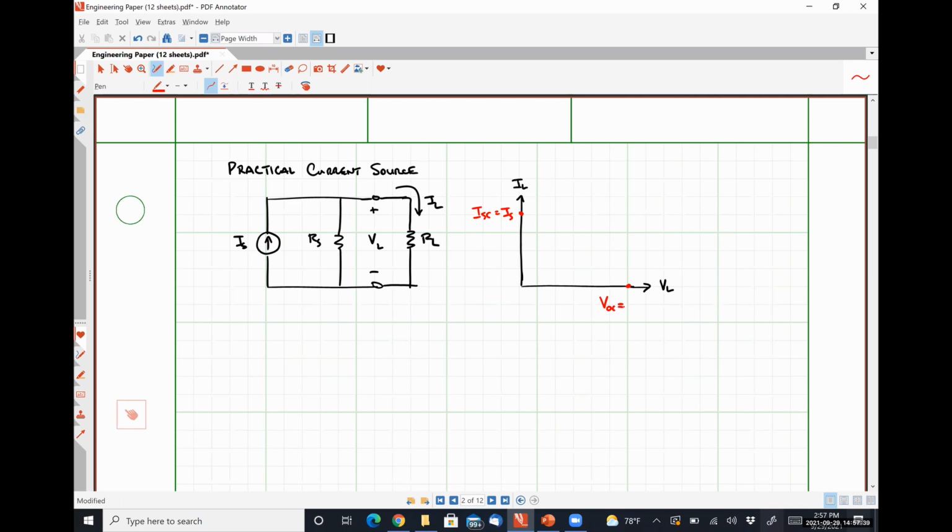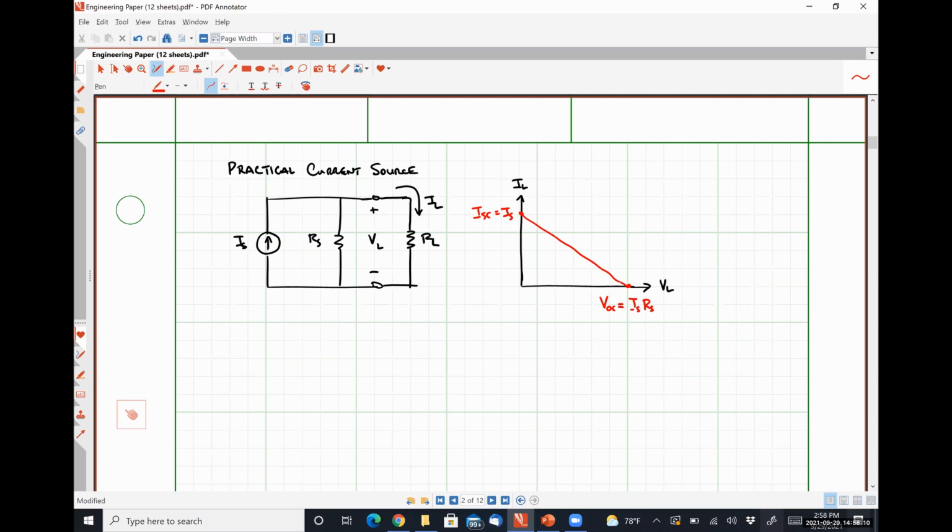Open circuit is IS times RS, and we have effectively an identical graph telling us how this guy behaves as our resistance varies from 0 ohms to infinity ohms. All right.